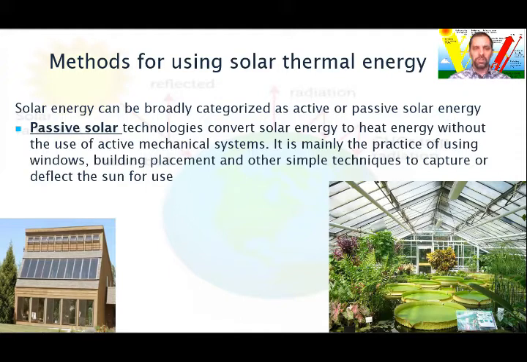Passive solar technologies convert solar energy to heat energy without the use of active mechanical systems. It is mainly the practice of using windows, walls, trees, building placement, and other simple techniques to capture or deflect the sun for use. Passive solar heating is a great way to conserve energy and maximize utilization. An example of passive solar heating is what happens to your car on a hot summer day, or easily a greenhouse. Because it is an important issue, you will see a whole video about this topic later in this course.